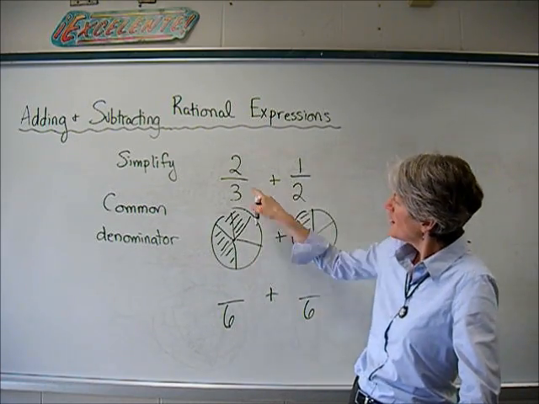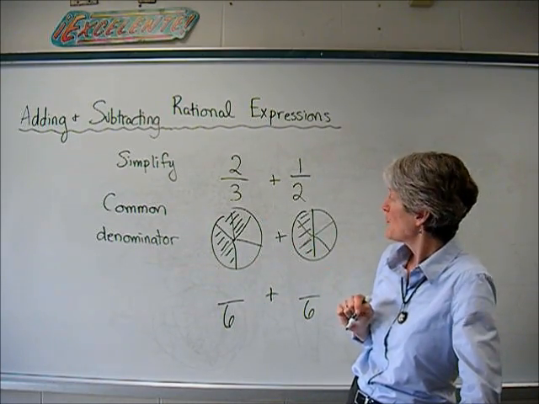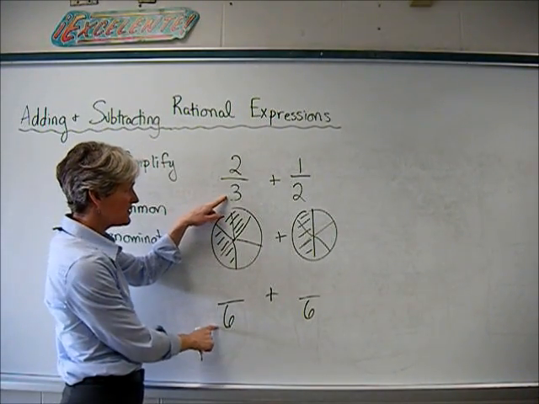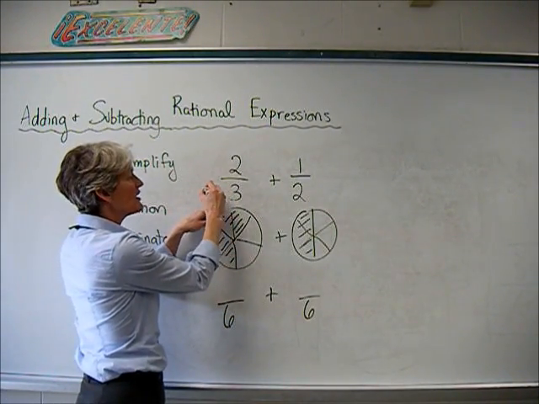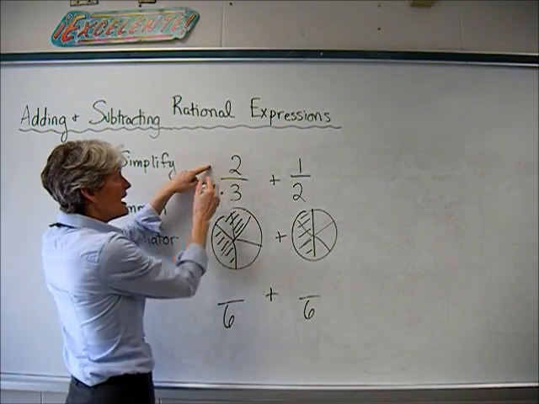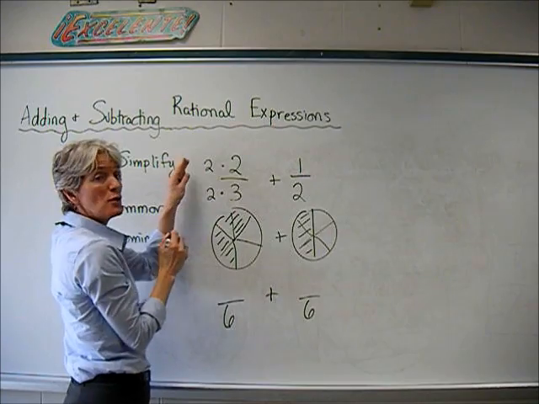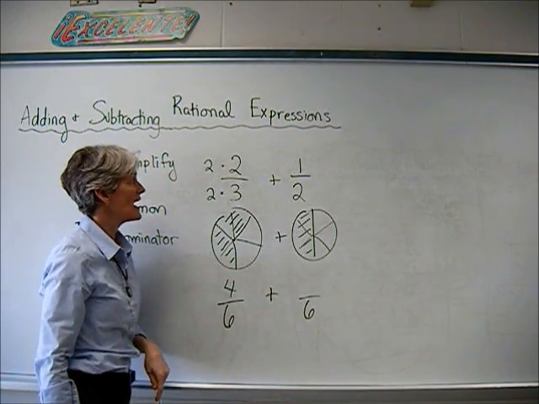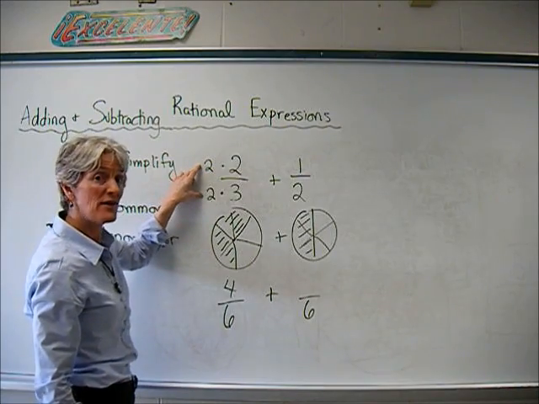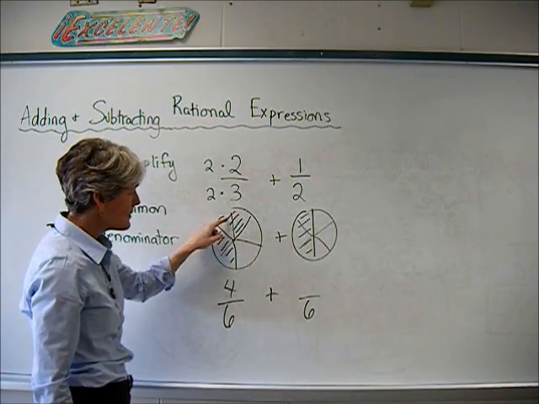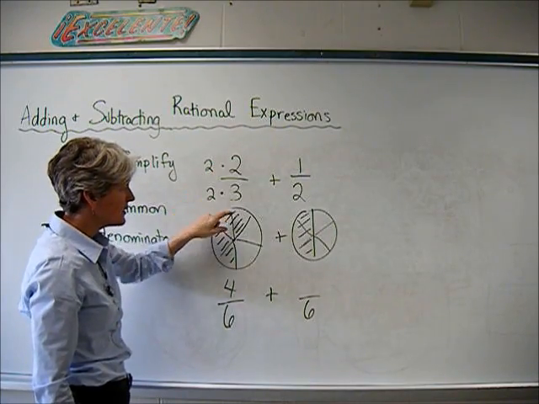The way I do it using arithmetic here is I say, okay, how do I turn a 3 into a 6? Oh, I multiply that by 2. Whatever you do to the denominator, of course, you have to do to the numerator so that you don't change the value of the fraction. I'm just multiplying by a fancy form of 1. Right? 4/6 is the same amount of pie as 2/3.